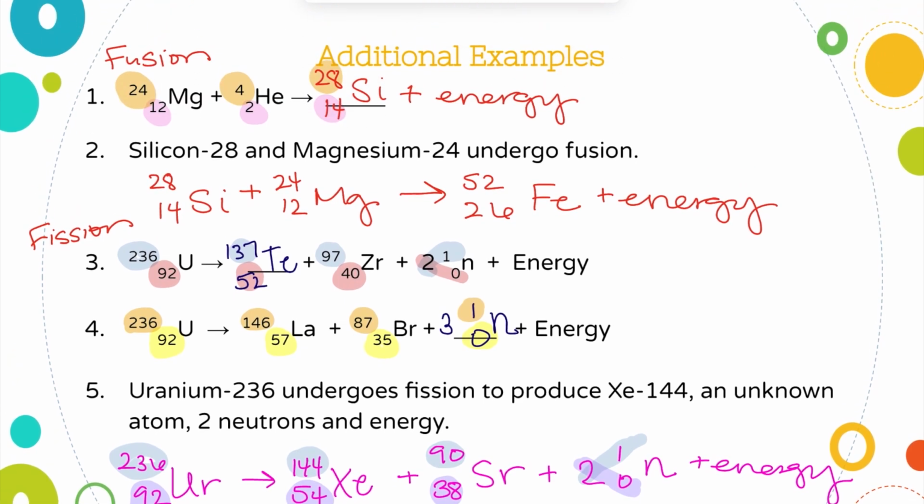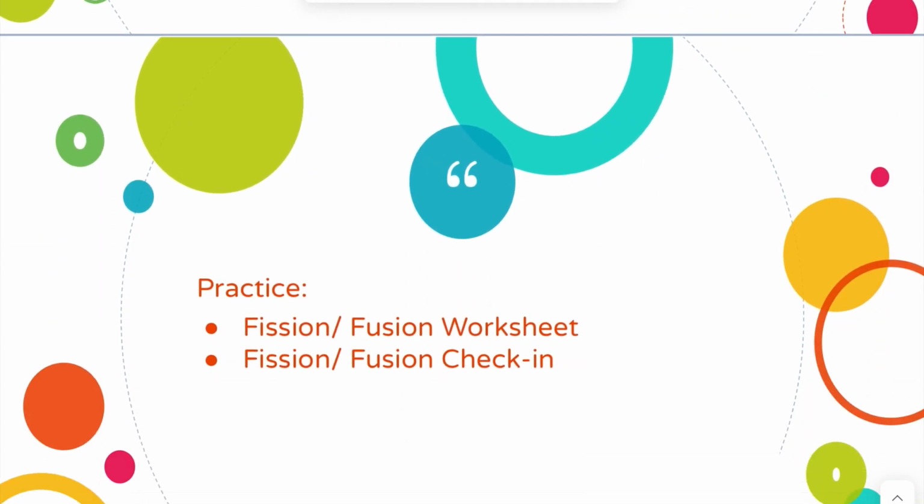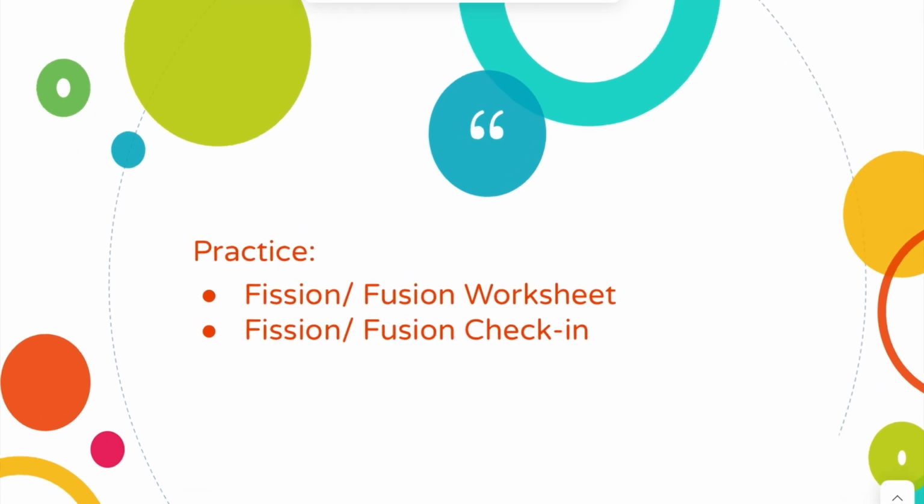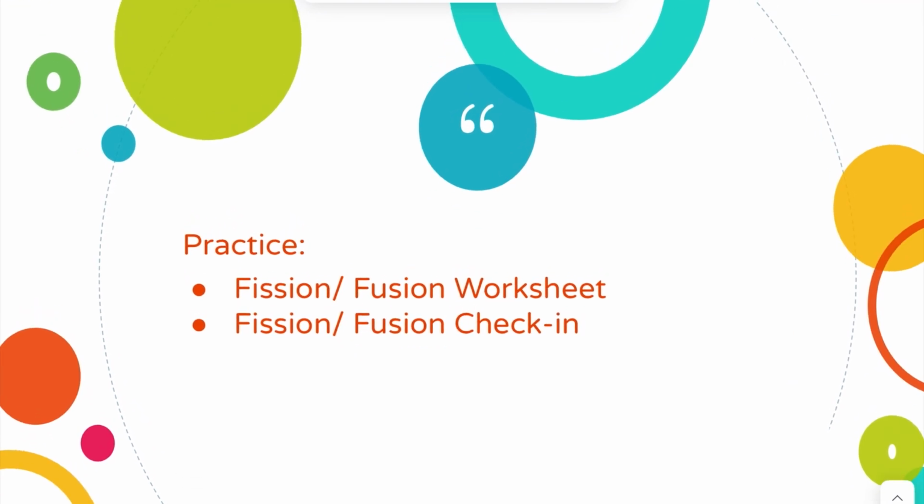All right, so fission and fusion, those are our last two types of nuclear decay that we are looking at. There is a worksheet and a check-in provided. Reach out to your teacher with any questions.